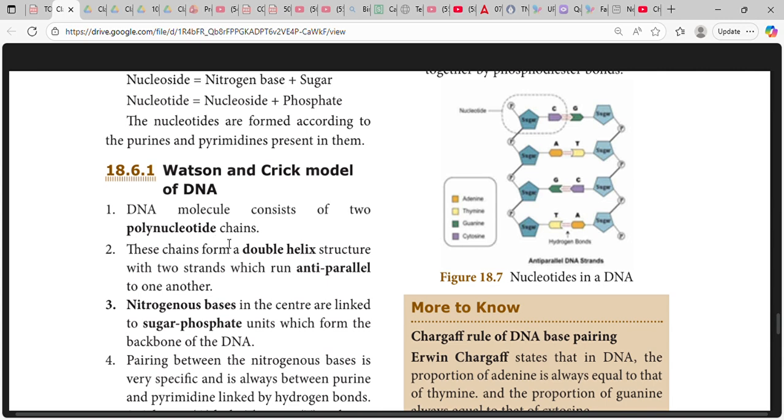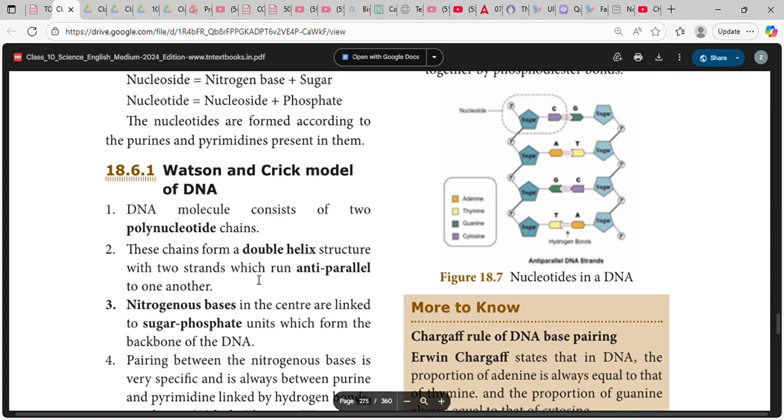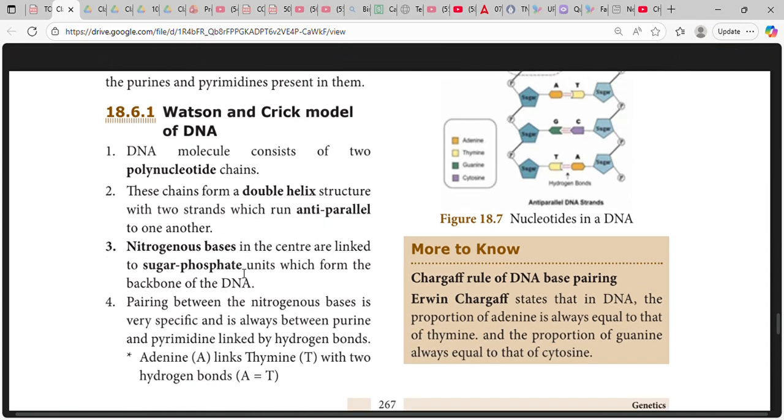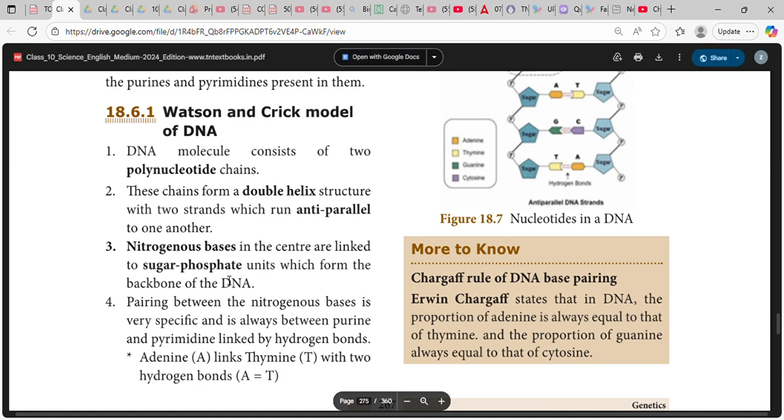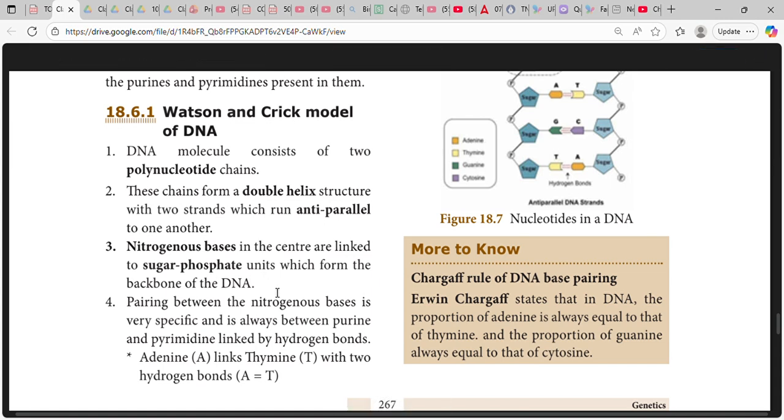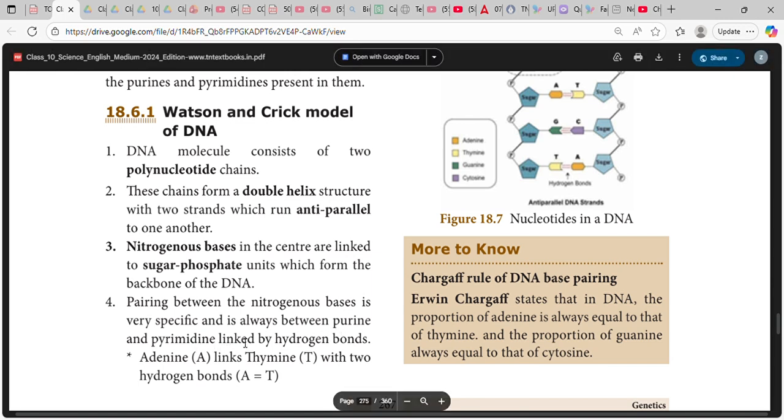DNA molecule consists of two polynucleotide chains. These chains form a double helix structure with two strands which run anti-parallel to one another. Nitrogenous bases in the center are linked to sugar phosphate units which form the backbone of the DNA. Pairing between the nitrogenous bases is very specific and is always between purine and pyrimidine, linked by hydrogen bonds.